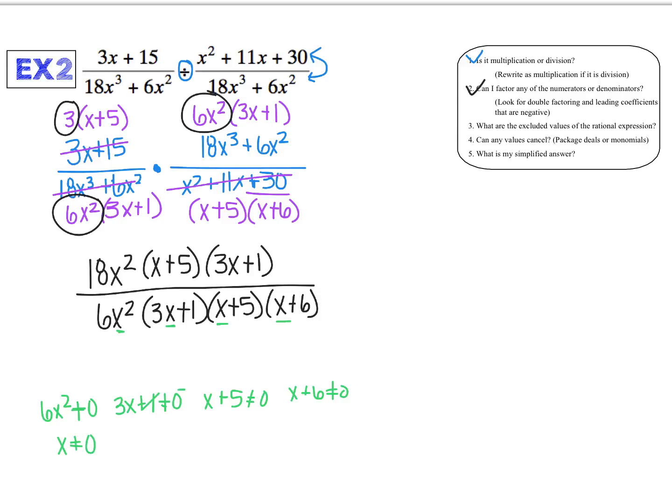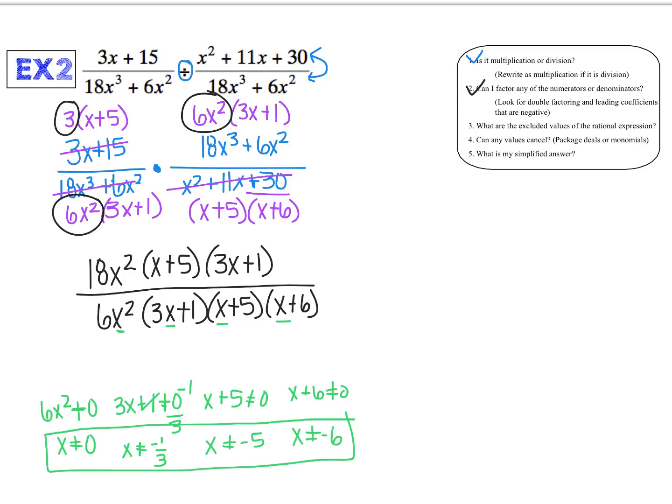Here I would subtract 1, which is negative 1, and then divide by 3. So x cannot be negative 1/3. Here I would just subtract 5, so x cannot be negative 5. And here I would subtract 6, so x cannot be negative 6. So those are all of my restrictions on the domain. So it's all the x's except for those 4 values.